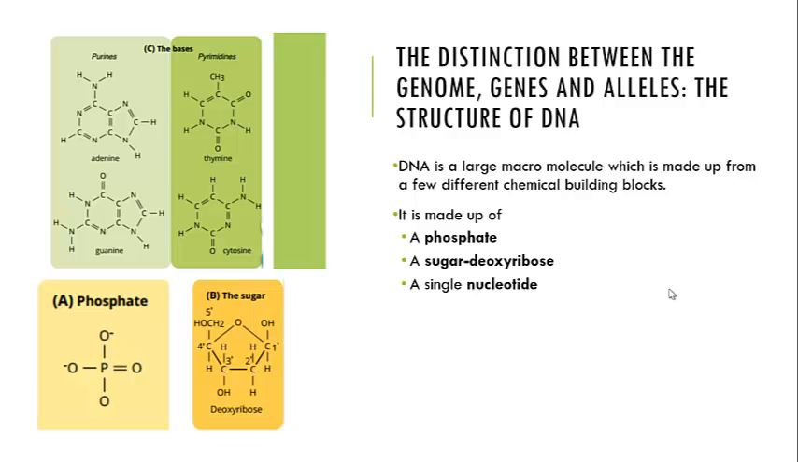So if you want a couple more pictures of this, you can look up 10.1 in your textbook. But we need to look at DNA as a large macromolecule, which is made up from a few different chemical building blocks. It's made up of a phosphate, this light yellow down the bottom, a sugar, which is called deoxyribose, and a single nucleotide. Now up here, there's a picture of 4 nucleotides. We have adenine, thymine, guanine, and cytosine. And these are the 4 bases, the only 4 bases that our DNA has. RNA has a base called uracil, which is also a pyrimidine, but we'll go on to that a little bit more in just a minute.